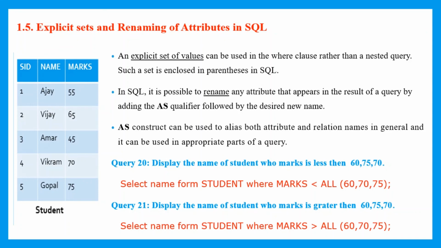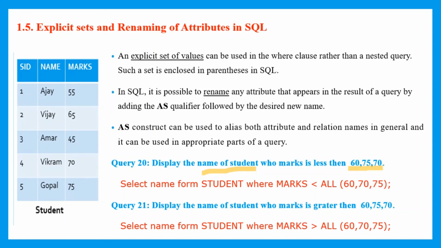Now what does explicit set say? The explicit set says that we can perform an operation on multiple values without using any nested query. Here we will see one example. Display the name of the student whose marks are less than 60, 75, 80. Now I am working with three cases. Normally we will write a query: marks is less than 60 and marks is greater than 75 and marks is greater than 70. This is my query.